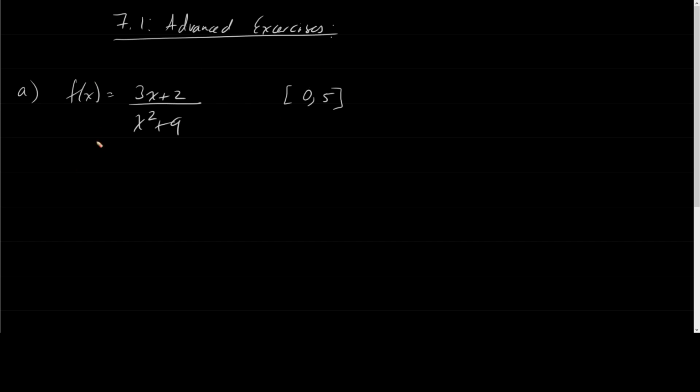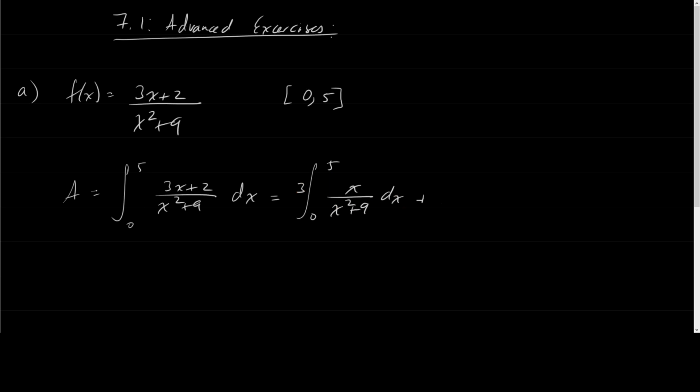In this region, the area is the integral from 0 to 5 of 3x plus 2 over x squared plus 9 dx. All right. Now, the very first thing I'm going to do here is, since we already spoke about integration techniques, I'm going to split this up into two. So I've got these two different integrals. I'm going to write this as 3 times the integral of x over x squared plus 9 dx plus 2 times the integral from 0 to 5 of 1 over x squared plus 9 dx.